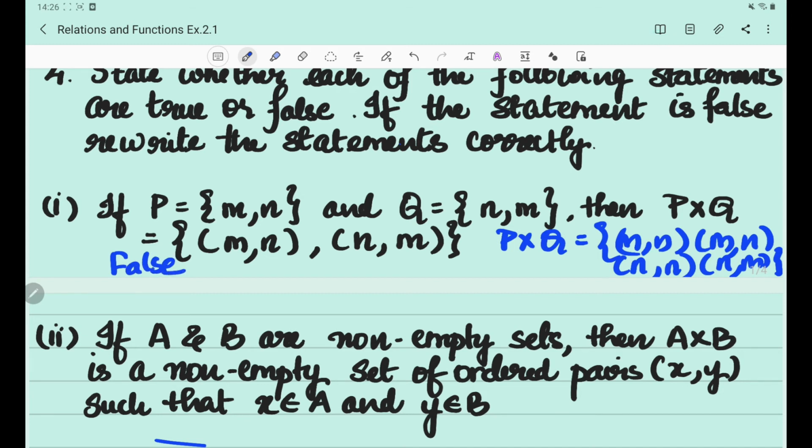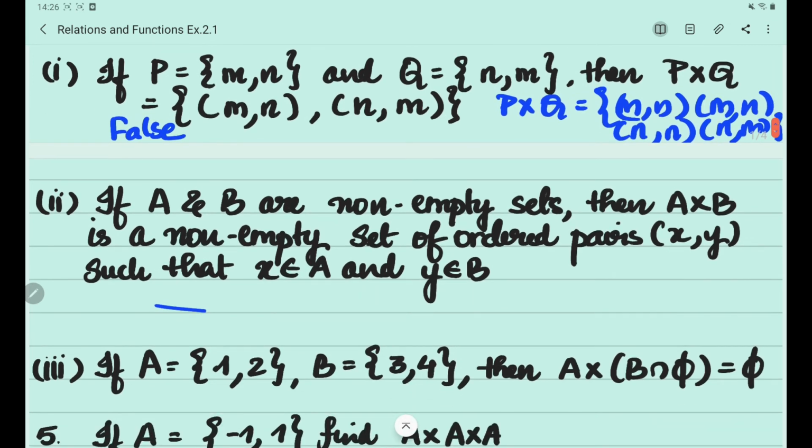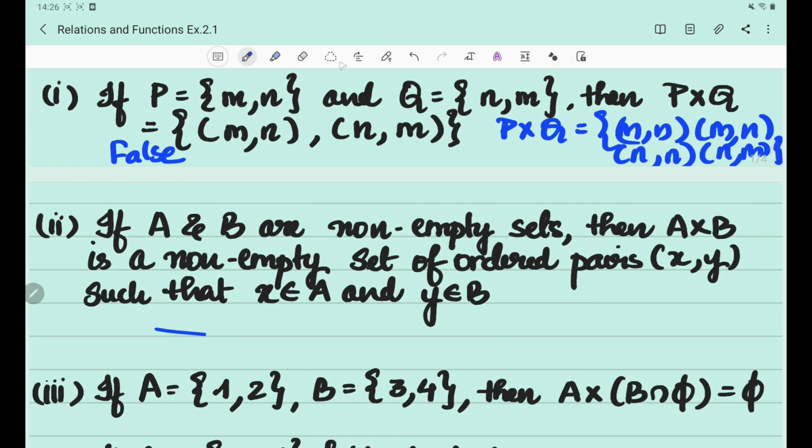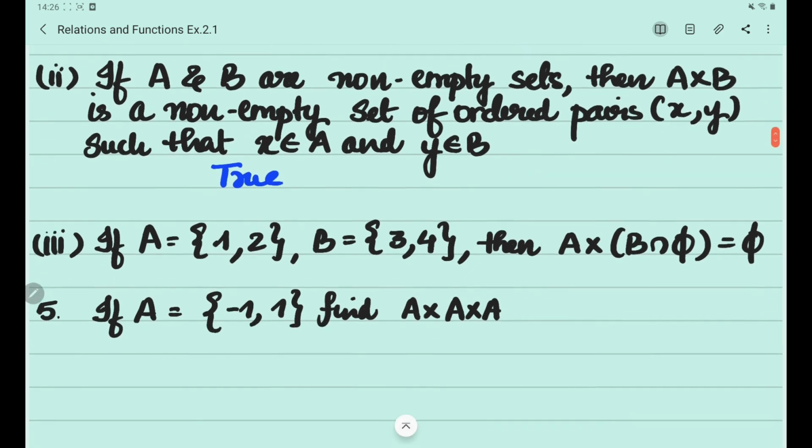Okay, now let's go to the second section of it. If A and B are non-empty sets, then A cross B is a non-empty set of ordered pairs X, Y such that X belongs to A and Y belongs to B. Is it true or false? It is true, right? It is said about the Cartesian products. So the Cartesian product of sets is the set of all ordered pairs of A and B, where A and B are 2 non-empty sets. So it is a true statement.